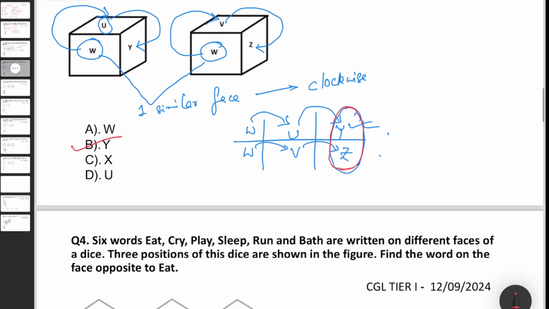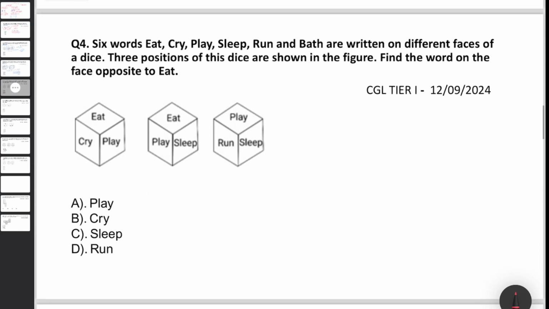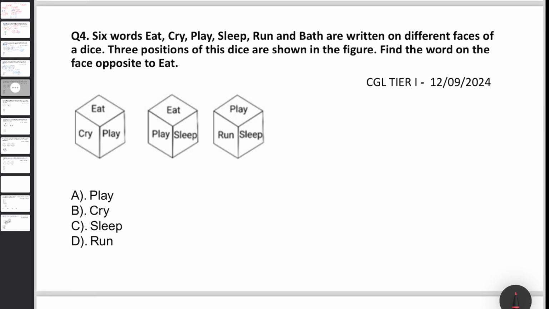Let's move on to the questions one by one. Six words eat, cry, play, sleep, run, and bat are written on different faces of a dice. Three positions of this dice are shown in the figure. Find the word on the face opposite to eat. Okay, we can see that it is written in the first and the second dice, so we can pick any dice. Let's pick these two.